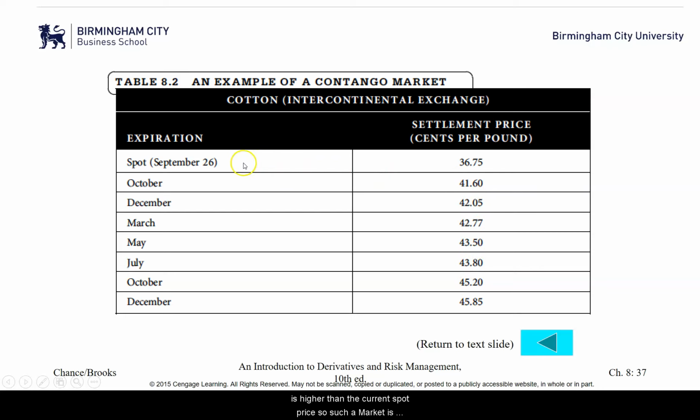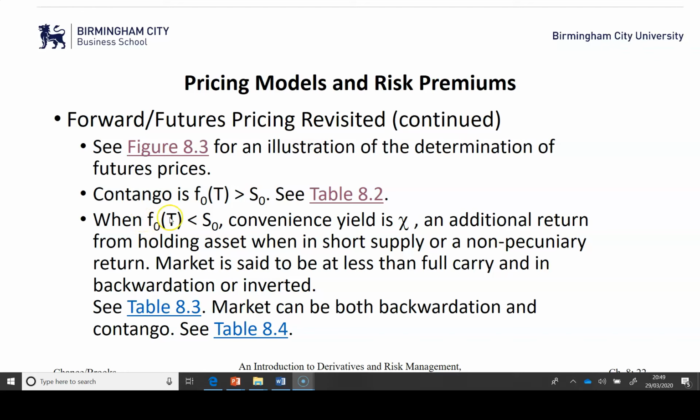So such a market is considered a contango market. In a backwardation market, the future price is less than the current spot price. This happens because of convenience yield, denoted as chi. An asset that is in short supply will have a high current spot price due to high demand for current consumption.